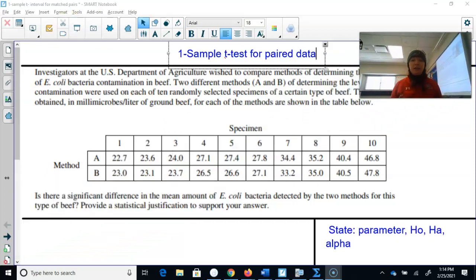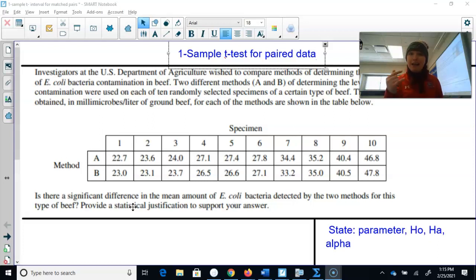It now says, is there a significant difference in the mean amount of E. coli bacteria detected by the two methods for this type of beef? Provide statistical justification to support your answer. On the AP test, unless they tell you to construct an interval, you can assume when they say, is there a significant difference? Provide statistical justification. You're doing a test.